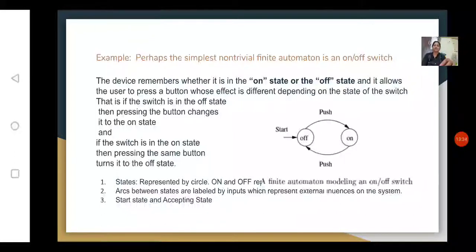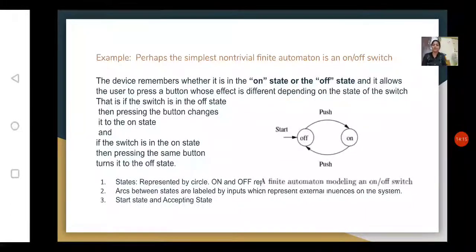Here the first arrow marks the starting state, which is represented by the start symbol followed by an arrow. The circles represent the states and the arrows represent the transitions. So here off is the starting state and on is the accepting state, or the final state. Whenever the switch is in the off state, pressing the button changes it to the on state, and whenever it is in the on state, pressing the button does nothing.